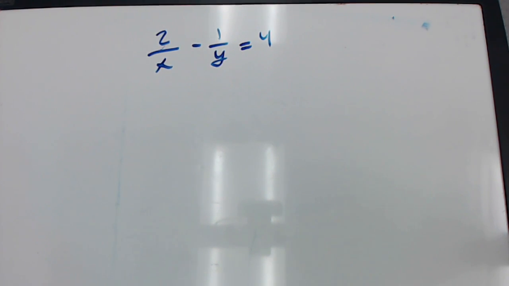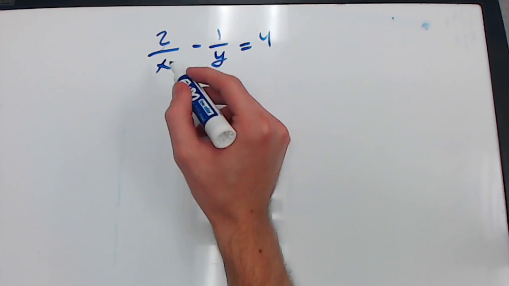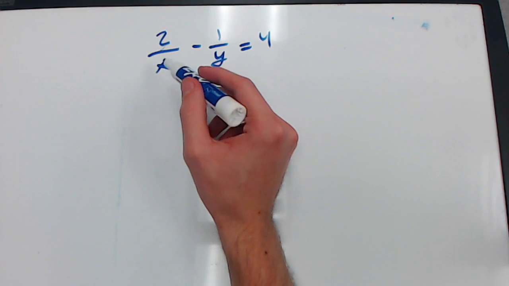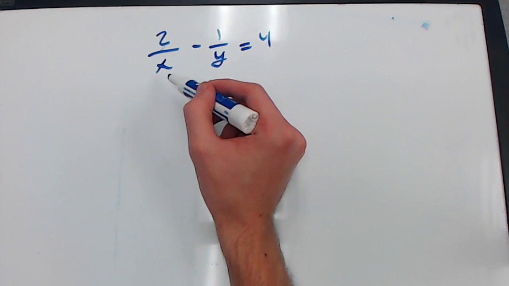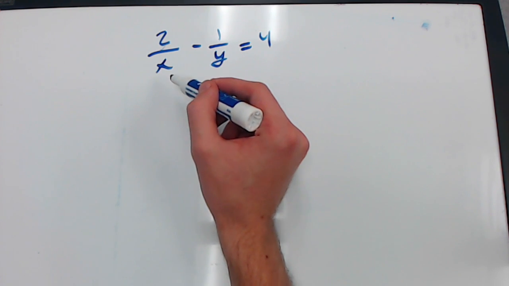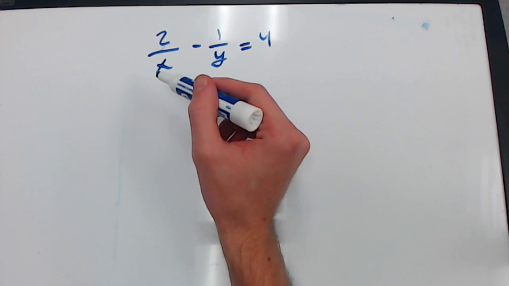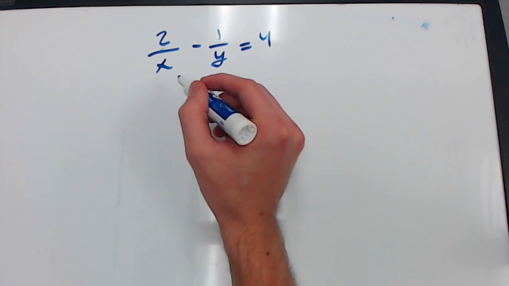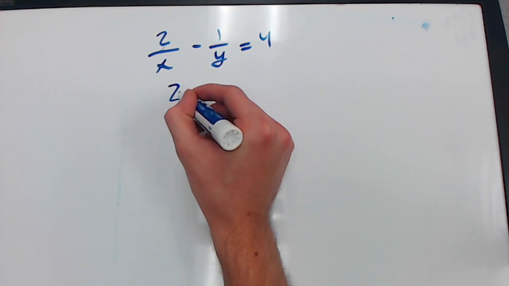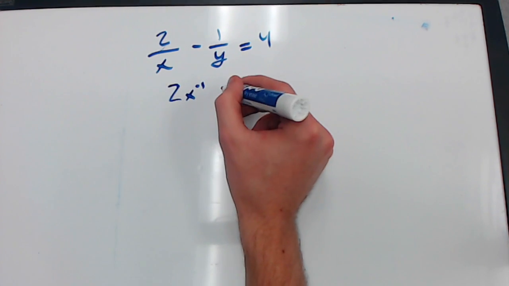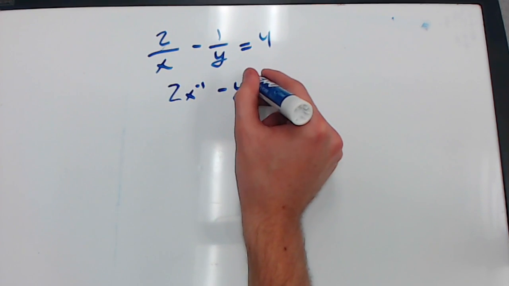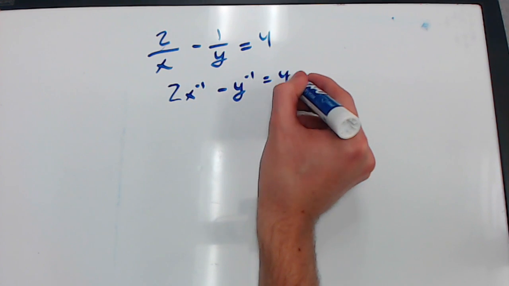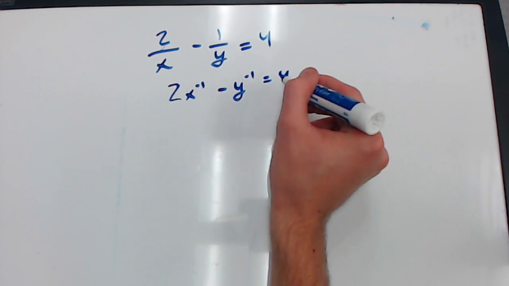All right, so the derivative of this, we know that if you have a variable on the bottom of a fraction, you're going to differentiate it in terms of its exponent, which would actually be a negative exponent. So before we take the derivative, let's rewrite this as 2x to the negative 1 minus y to the negative 1 is equal to 4. So now let's take the derivative.